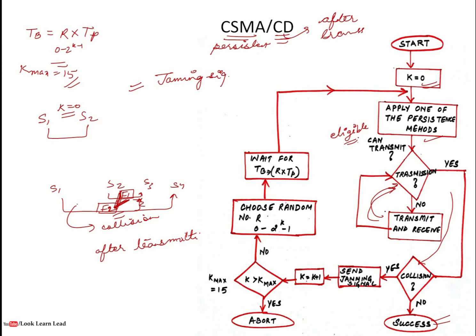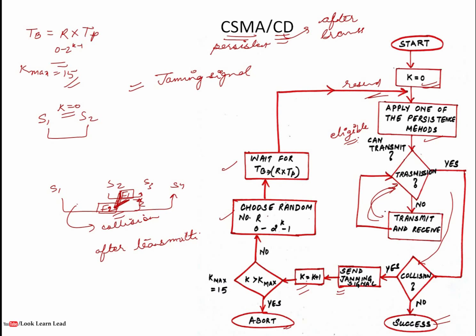Jamming signal, you have to remember this. Send a jamming signal. Then it would increase k. Jamming signal means to tell that there is a collision. Then it would increment k equals k plus 1. The number of attempts has been increased, and if k max has been reached, it would abort, it can't send. If it is not reached, it would wait for a random amount of time, the back-off time is calculated, and it would again try to resend.